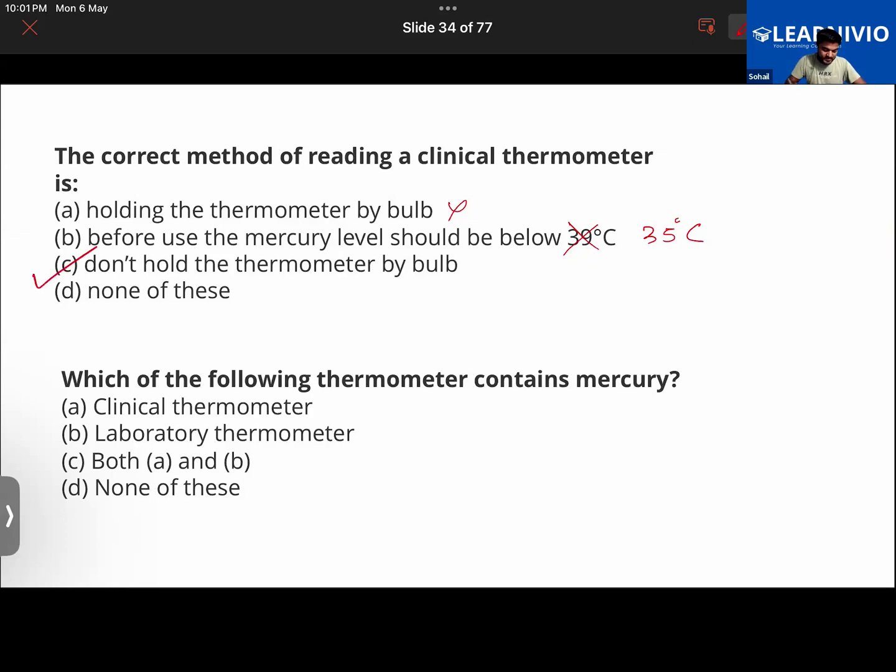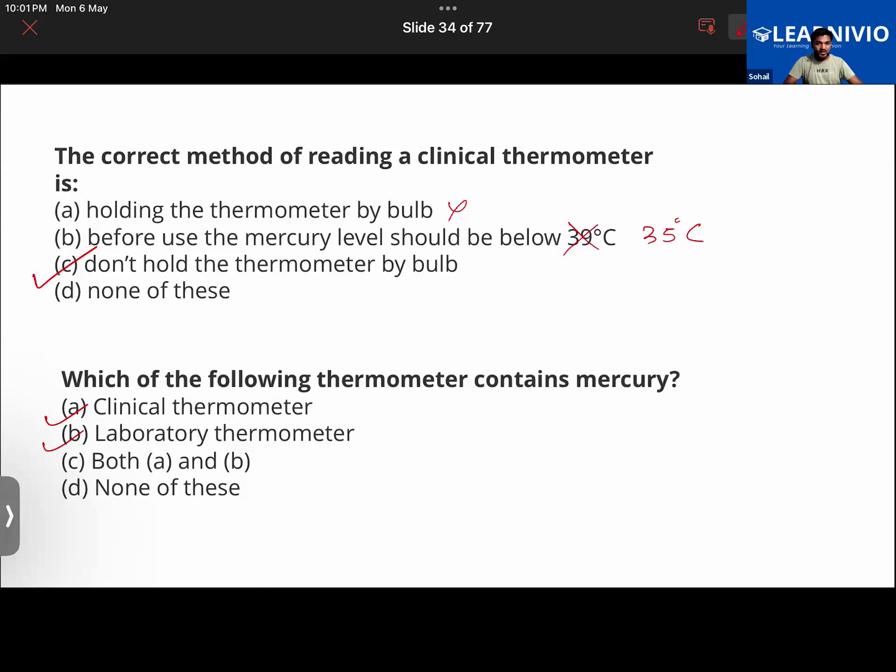Actually, that is correct. Which one of them contains mercury? None of these, C. It is both now. How can it be none of these, Abu? Both of them contain mercury now. Sir, C, clinical and laboratory, yeah.